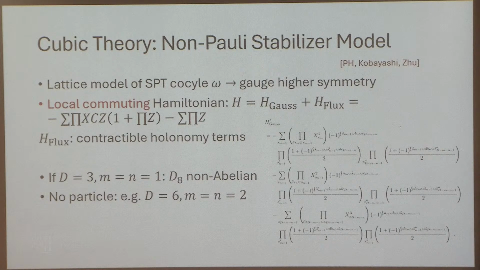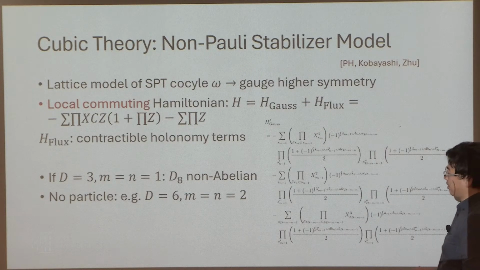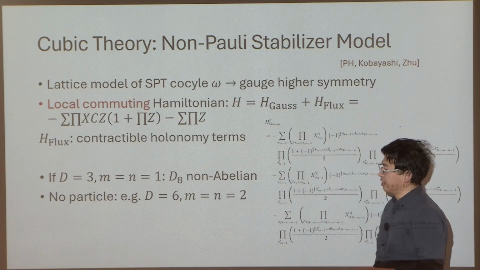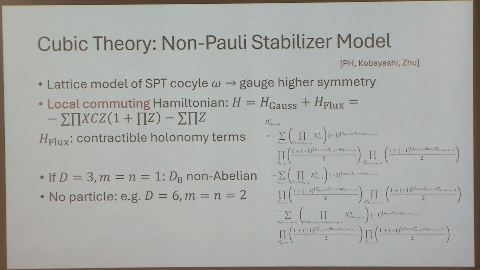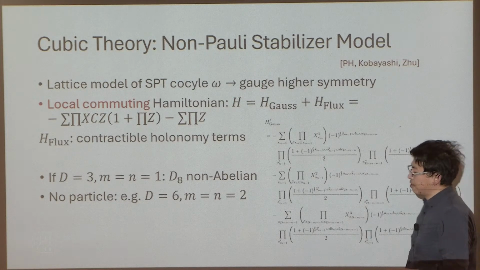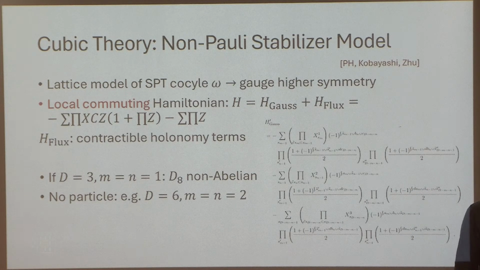In the case when the spatial dimension is 3, and if you take the qubits to be on edges instead of plaquettes, then this model will reduce to the standard Dijkgraaf-Witten non-abelian gauge theory. So this kind of model is really a generalization of the Dijkgraaf-Witten non-abelian gauge theory.